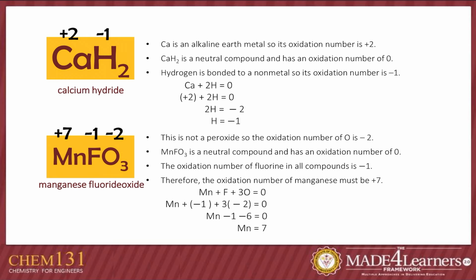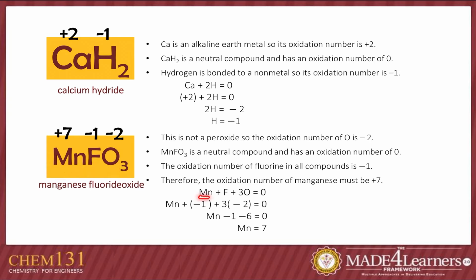And then we have manganese fluoride oxide. Manganese fluoride oxide. So here, usually, right? Usually, in the previous examples, what we solved last was the middle. But this is a different case here now because, number 1, fluorine will always have an oxidation number of negative 1. Number 2, this is not a peroxide, so the oxidation number of oxygen is negative 2. So there are many possible options for manganese, it could be 2, 4, 5, 7. So we really have to solve for what it is.